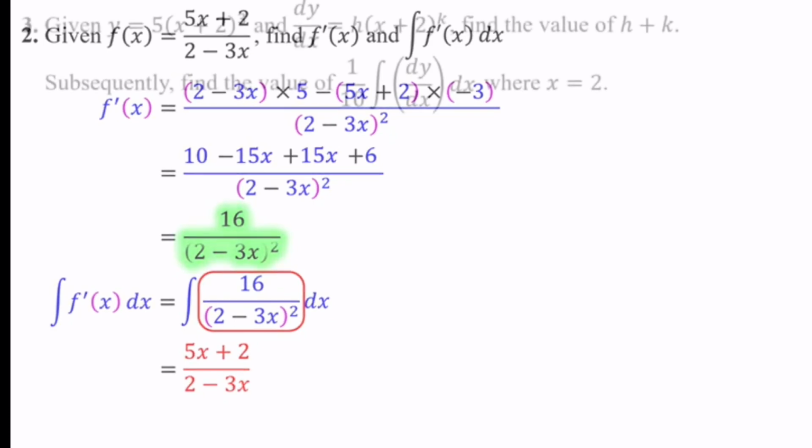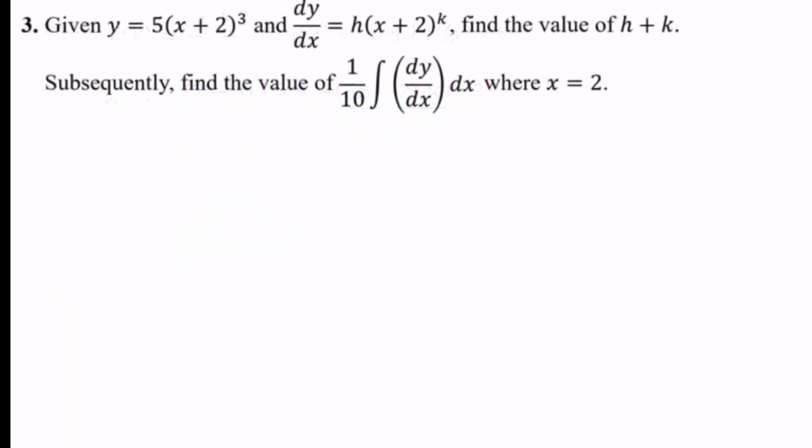Now let's proceed to the next question, which is question number 3. Given y is equal to 5 times (x + 2) to the power of 3 and dy/dx was given equal to h times (x + 2) to the power of k, find the value of h plus k. Subsequently, find the value of 1 over 10 integrate dy/dx, where x is equal to 2.